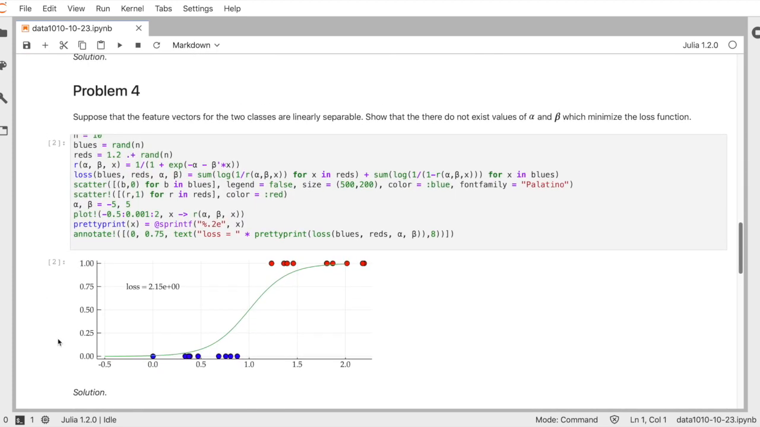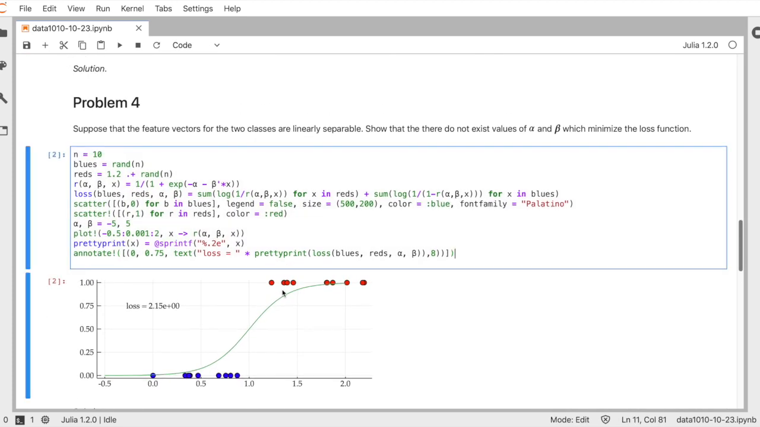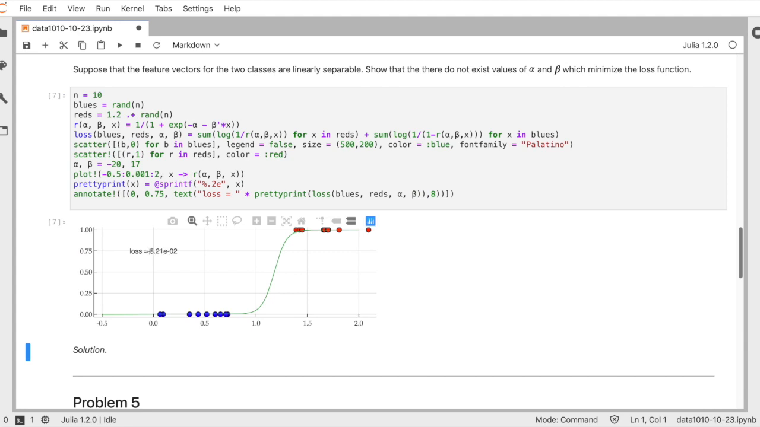So let's experiment with an example. Here we have some data that are linearly separable, and the problem asks us to show that there do not exist minimizing values for this data. So for example, we start here with a loss of 2.15, and we can decrease the loss. Already here it's down to 0.0521. What we did was make the graph steeper. So the steeper this graph gets, the closer the curve is going to pass to these red points and to these blue points, and all of that causes the loss to decrease.